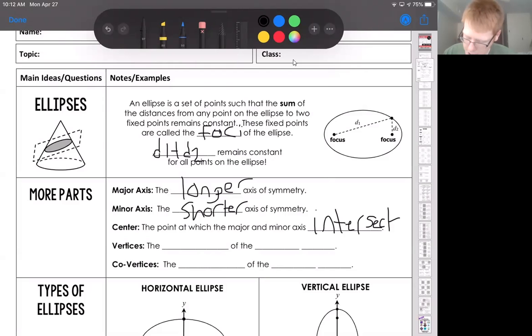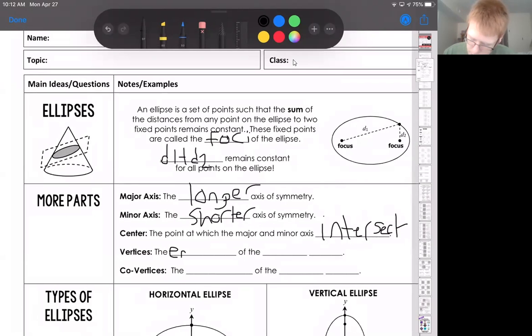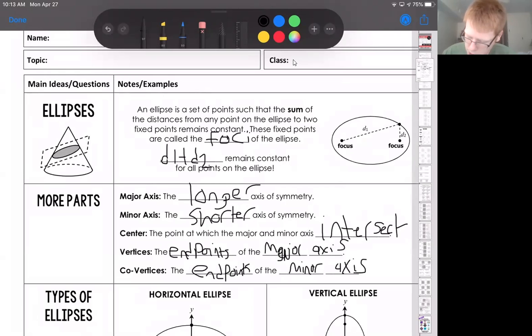The vertices are the endpoints of your major axis. And your co-vertices are the endpoints of your minor axis. And these notes, just so you know, I posted the key as well as a blank copy under the classwork tab. So if you can't read my chicken scratch or you want to clarify something, they are posted there.